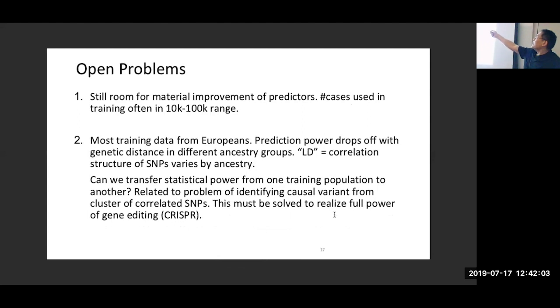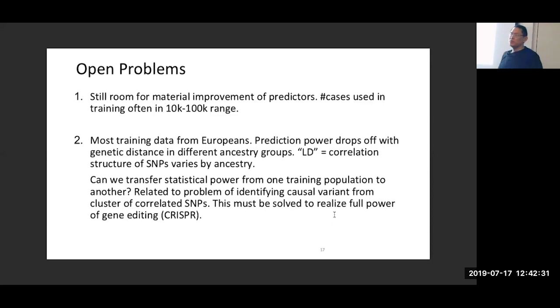This is what I just said: there's still a lot of room for material improvement of disease predictors. None of them are anywhere near what I would call solved. There's predicted heritability that we have not recovered yet in the case of disease predictors, although not so much for height. The number of cases used is typically only in this range. So again, if you could give me 100,000 people with condition X and allow me to genotype them, the returns are very high. This is an open problem.